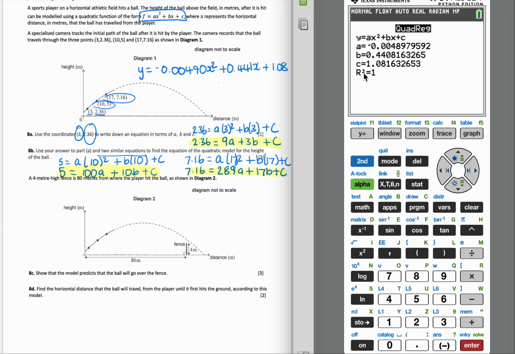The fact that r squared is equal to 1, that confirms for us that it's exactly correct. So if you're not sure how to do that, you could still get the method or the answer mark for the final answer, and that would allow you to then get methods in part C and part D. So that's a good way to use it as well.